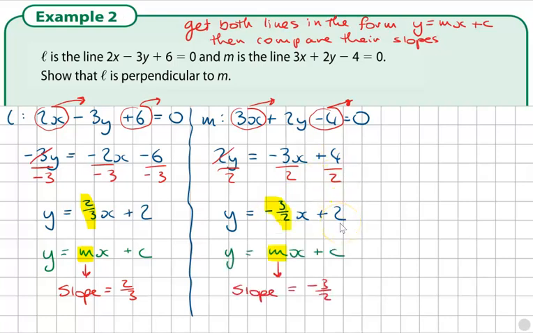So now we have our line in the form of y equals mx plus c. So we can just read off the slope. It's the number stuck in front of the x, and it's minus 3 over 2. So the slope is minus 3 over 2.